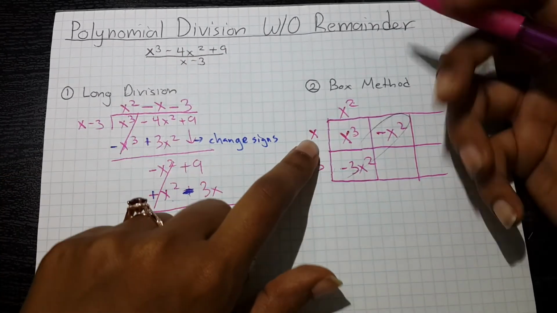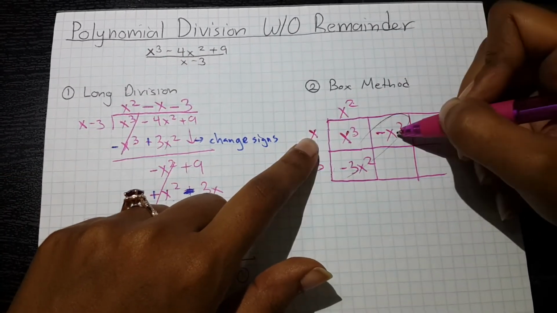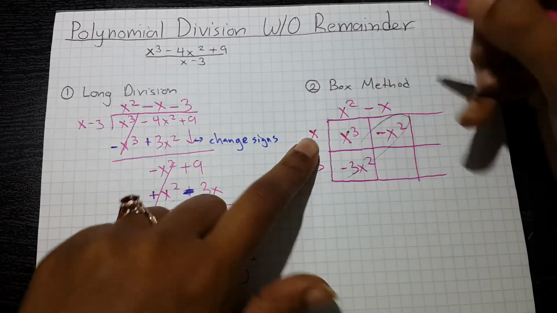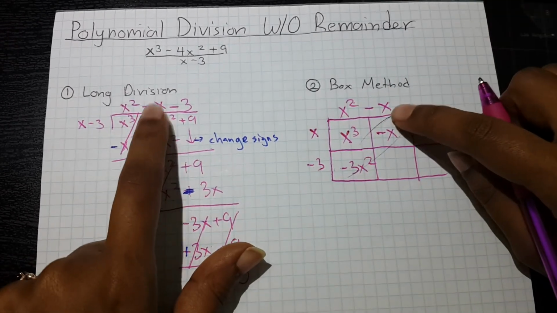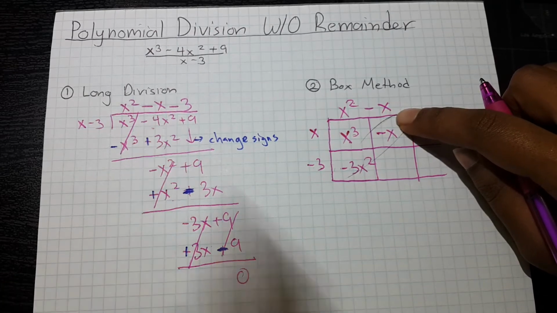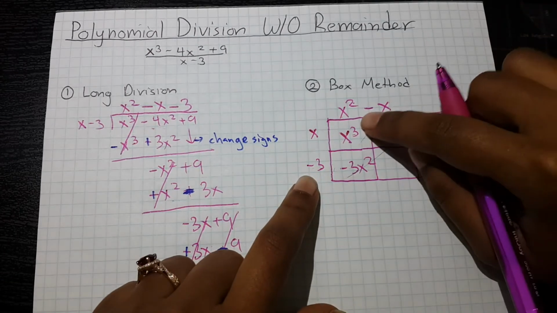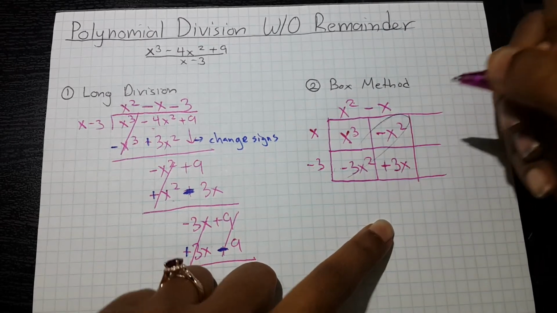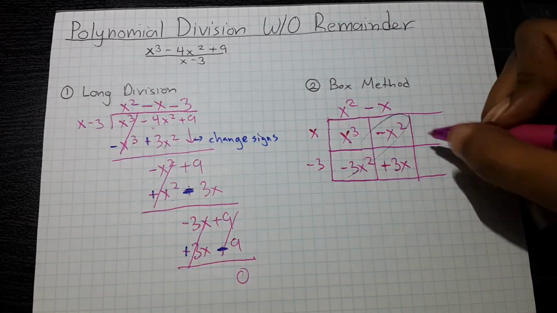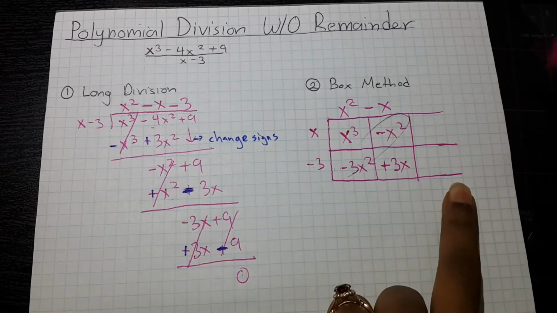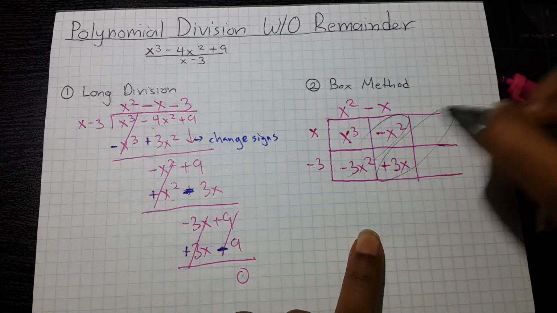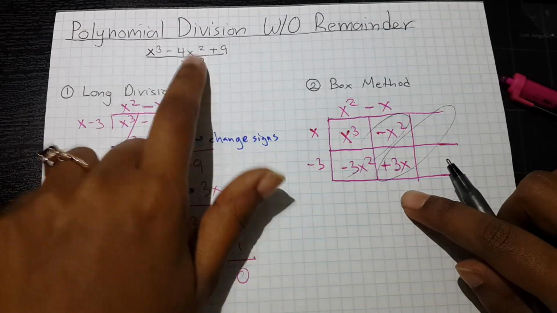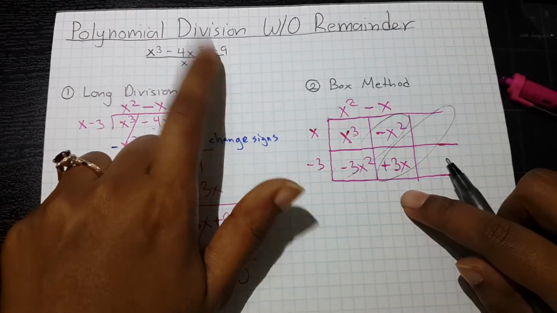Alright, let's go back to this outer part. What times x gives me negative x squared? Well, that's just minus x. And you see that we're building up to the same expression that we got when we used long division. Negative x times negative 3x, well, that's positive 3x. You don't need to put the plus sign, but I'm just putting it there for emphasis. Let's move on to the next diagonal. I actually don't have an x term here. So what does that mean?